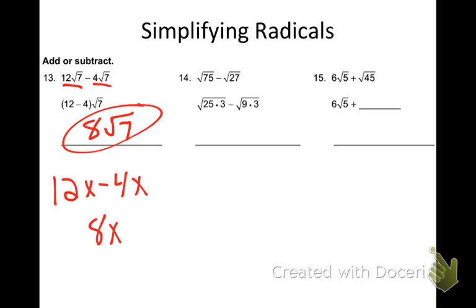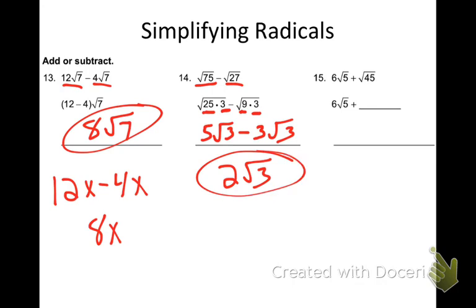14, a little bit tougher here. I have a square root of 75 and the square root of 27. Can I subtract those? No, but what can I do? Can I simplify them first? Yes. What's a perfect square that goes into 75? Well, 25 times 3. What's a perfect square that goes into 27? That's 9 and 3. How does 25 break down? Square root of 25 is? 5. So I have 5 square root of 3, minus, what's the square root of 9? 3 square root of 3. And now I subtract those, so 5 square root of 3 minus 3 square root of 3 gets me 2 square root of 3. Very good.